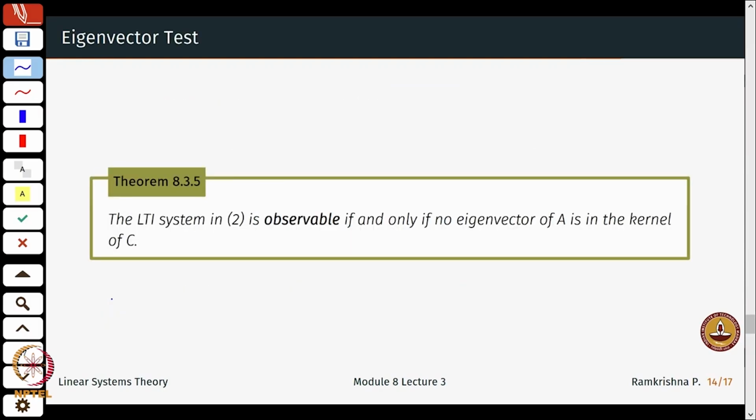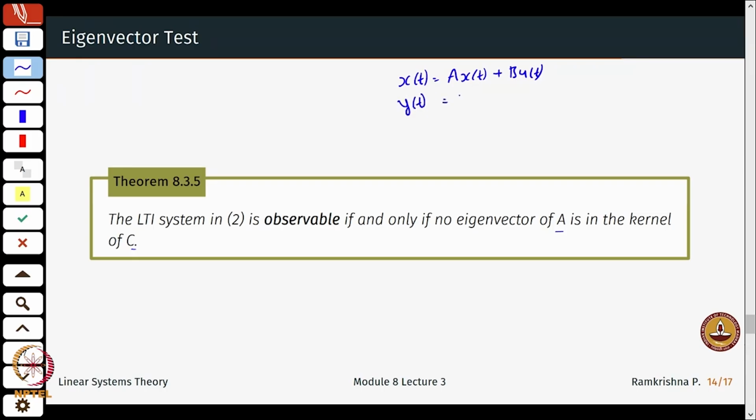Okay, so now some tests which are very similar to what we did for the controllability. So the first result says that the system 2 is observable if and only if there is no eigenvector of A in the kernel of C. Okay, I will not do the proof of it, but I will explain this with the help of the duality concept.